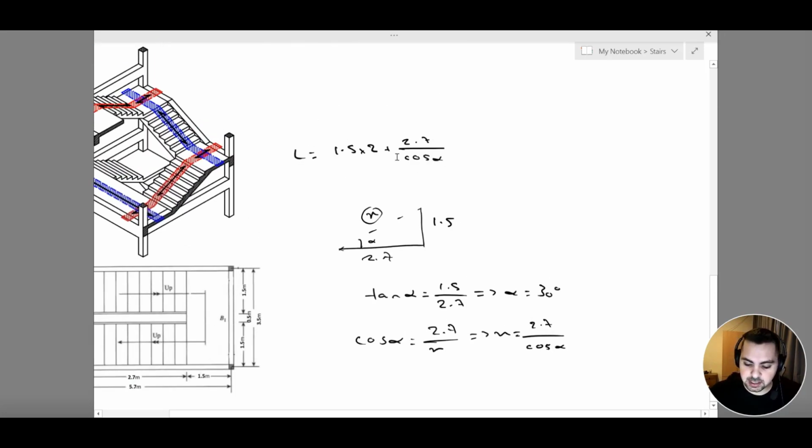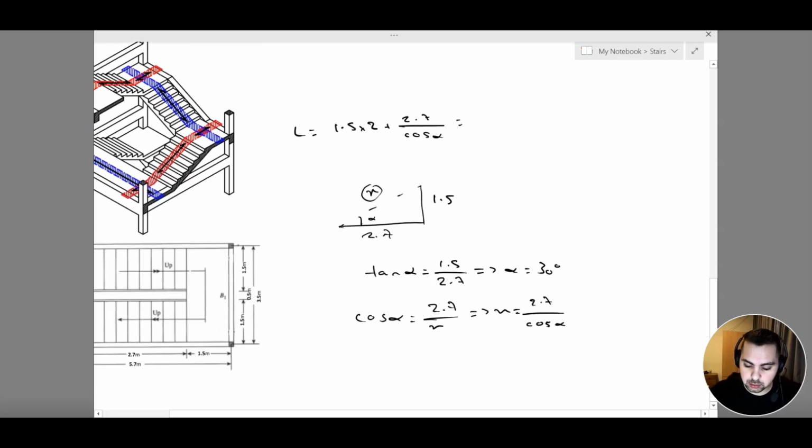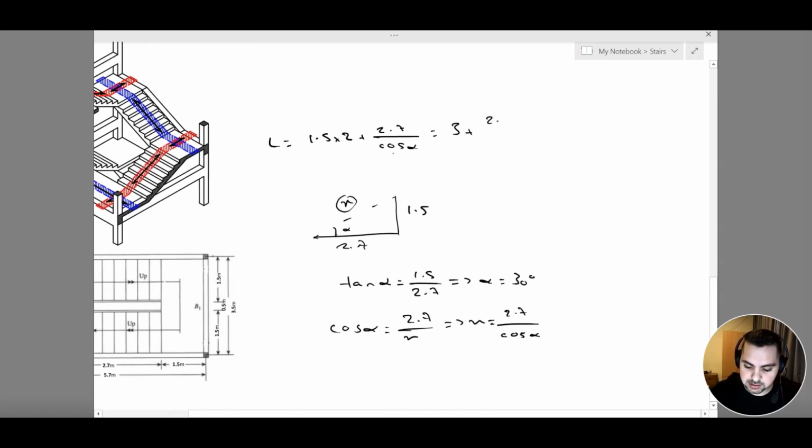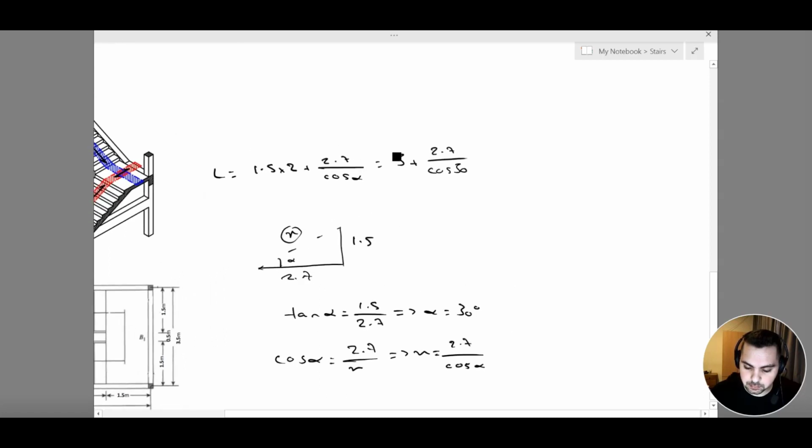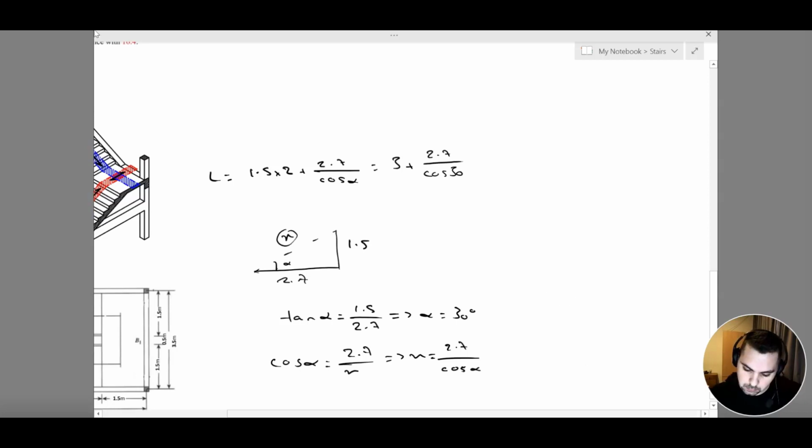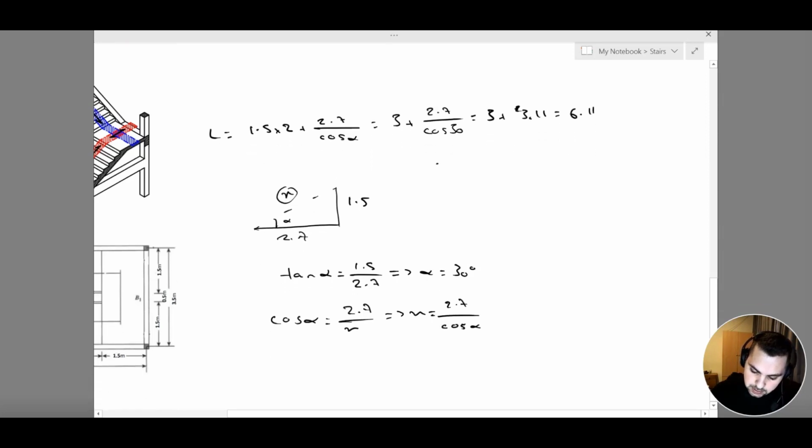Now if we go back here, L equals 2 times 1.5, which is 3, plus 2.7 over cosine 30, which is going to be 3 plus 3.11, equals 6.11. So my thickness is going to be 6.11 over 20, which is going to be around 0.3 meters.